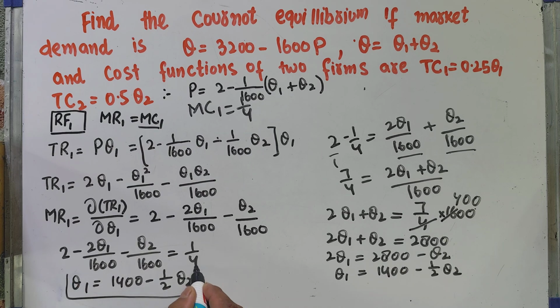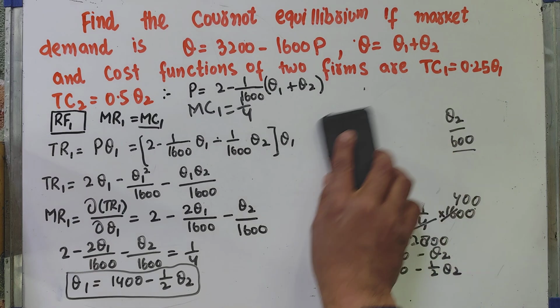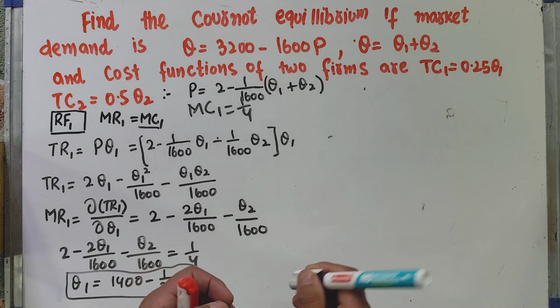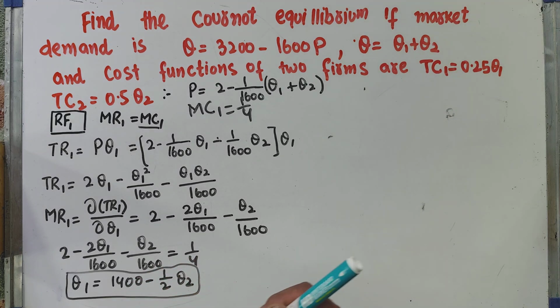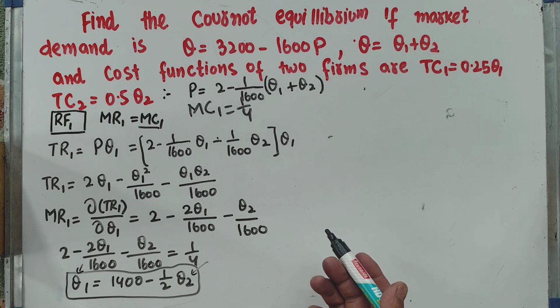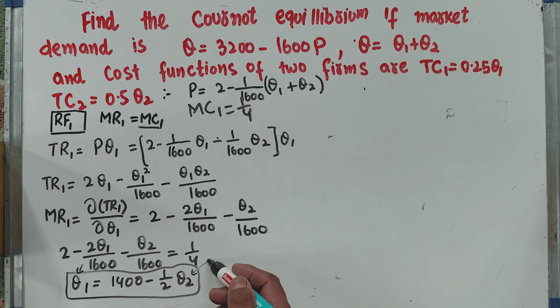So what does this tell us? This is the reaction function of firm 1. It simply tells us that since firms compete in terms of output, it shows how much output firm 1 will choose given firm 2 has chosen its optimal output. So how does firm 1 react in terms of output given firm 2 has chosen its optimal output? So this is the reaction function of firm 1.